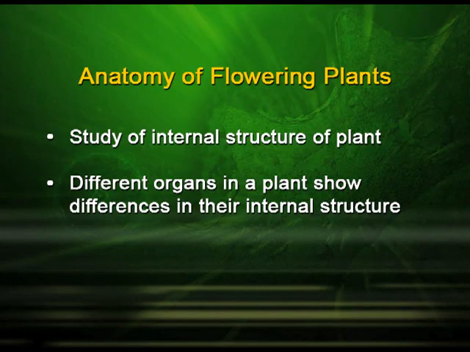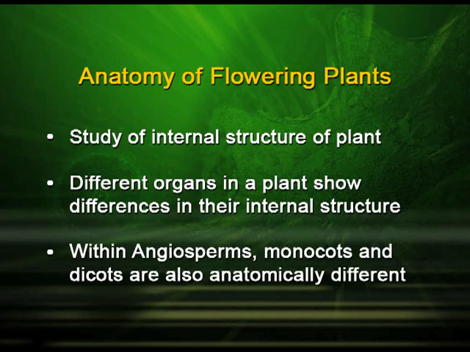Different organs in a plant show differences in their internal structures. Even in angiosperms, the dicots and monocots have a vast difference. In angiosperms or in any living organism, the cell is the unit of life. These cells aggregate and form tissues. The tissues form the organ. If we have a look at the anatomy of the organs, we find there is a marked difference between the dicots and the monocots.